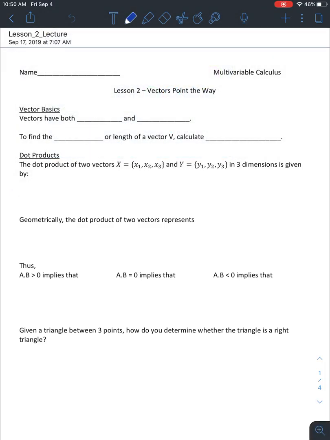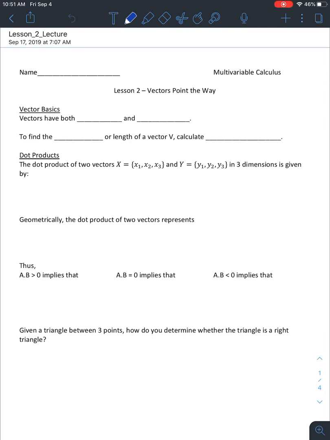All right, let's take a look at our lesson 2 lecture today. Lesson 2 is all about vectors. We call it "Vectors Point the Way." So go ahead and pause the video, make sure you have the lecture notes ready, and come back when you're ready to go.